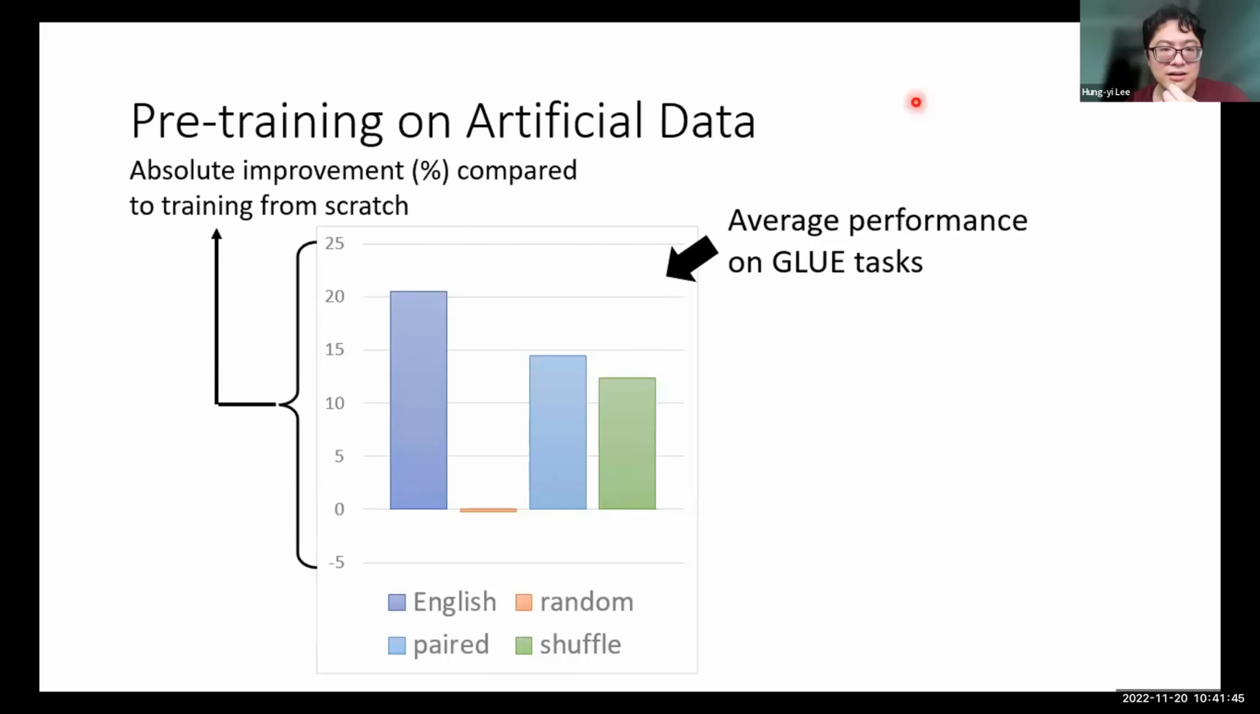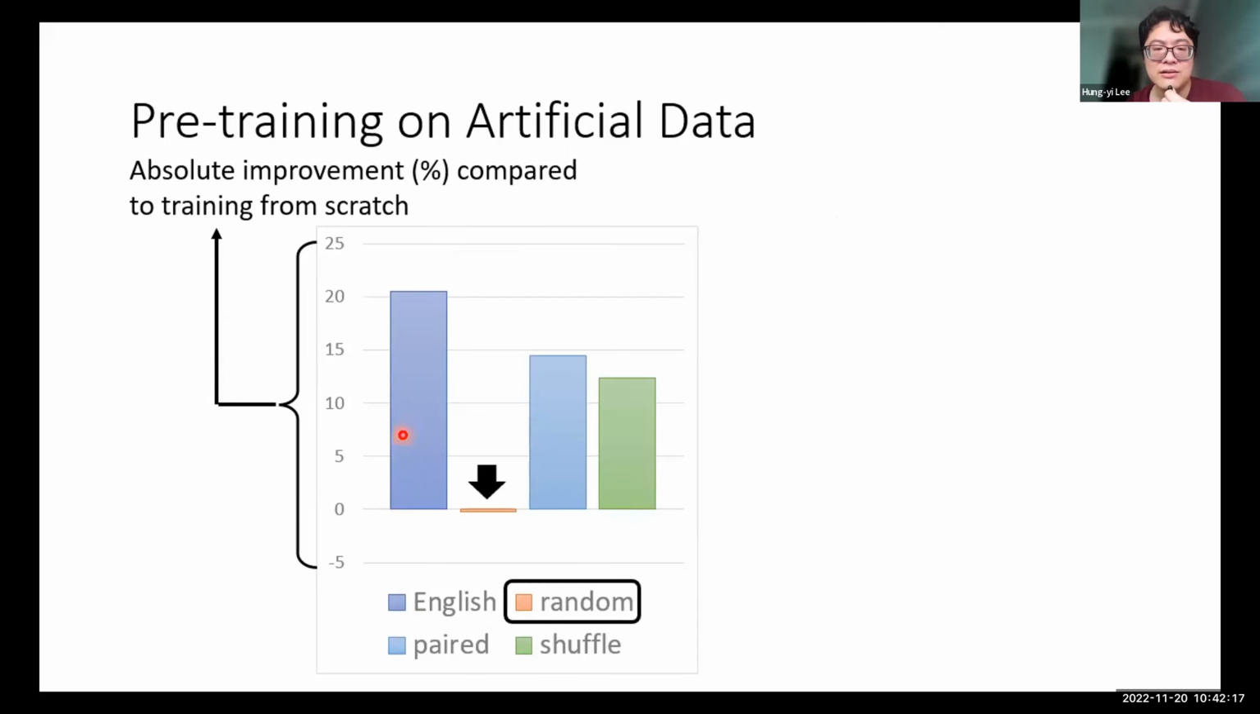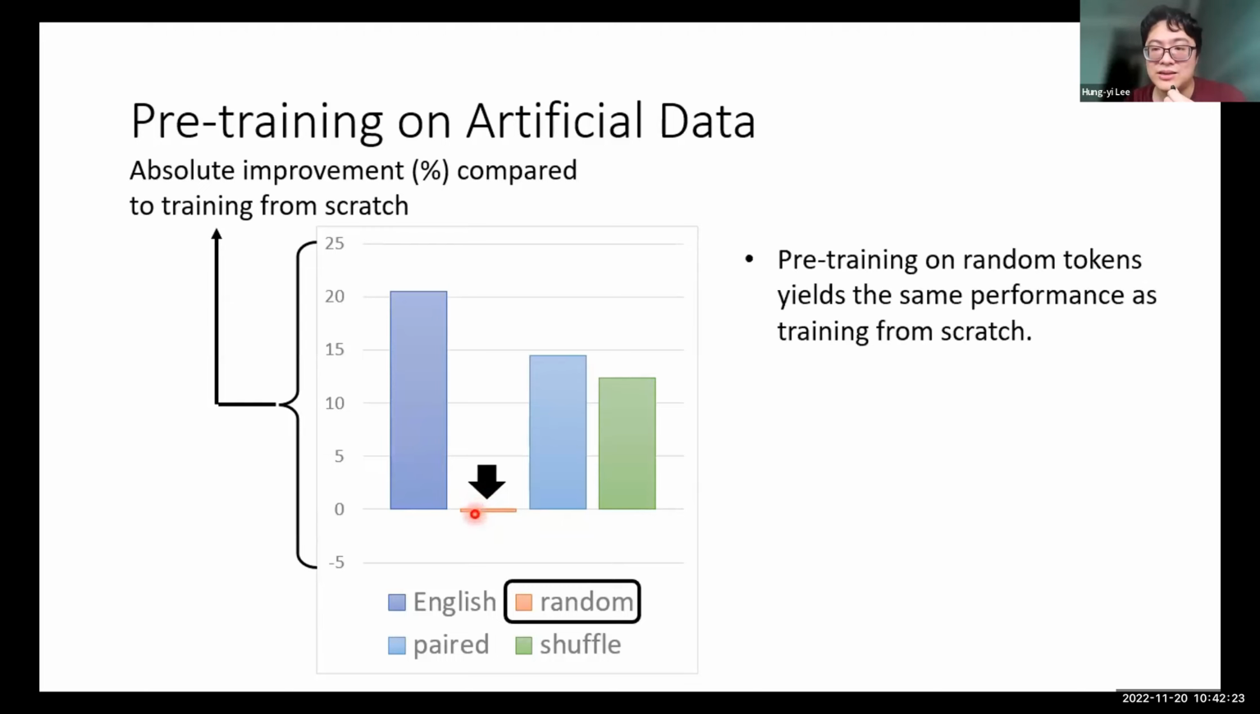And here is some result. Here the vertical axis is the absolute improvement compared with training from scratch. We show the average performance on the group of tasks, and the absolute improvement compared with training from scratch. So the larger the value, the better. This blue bar is the result for English. We train on English, so you can consider this as the upper bound. And this very small red bar is the result with randomly generated token sequences.